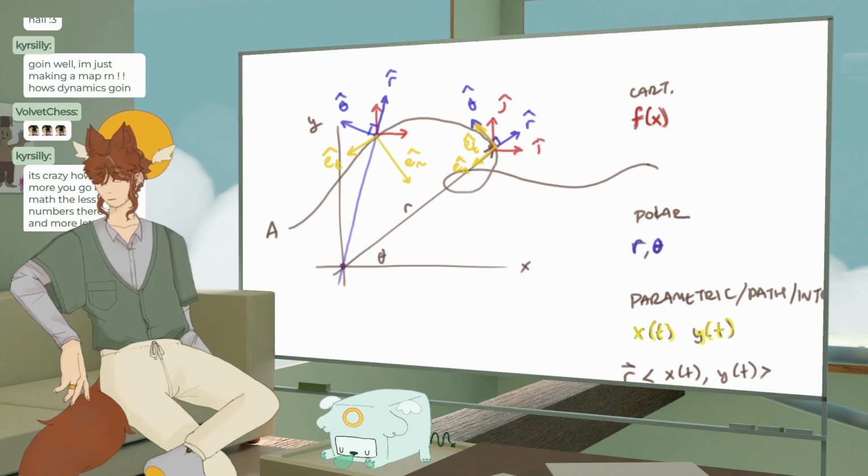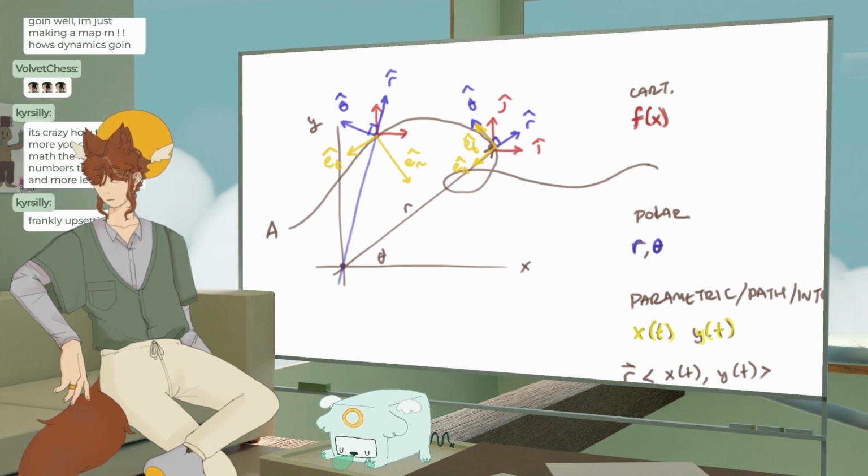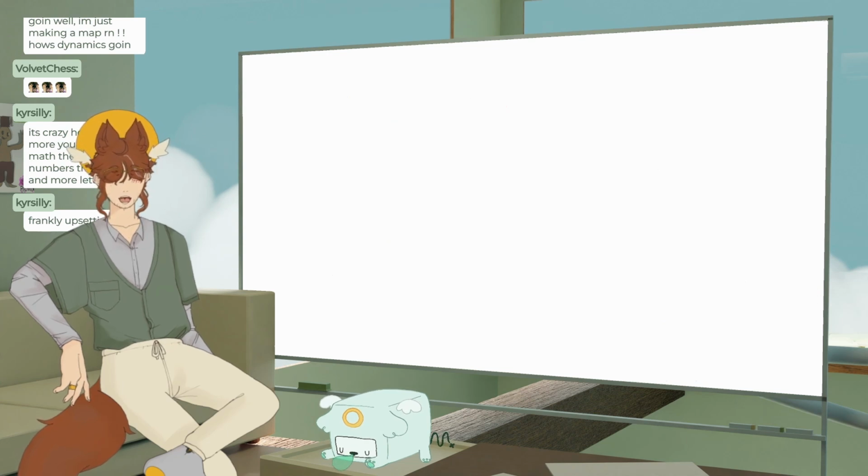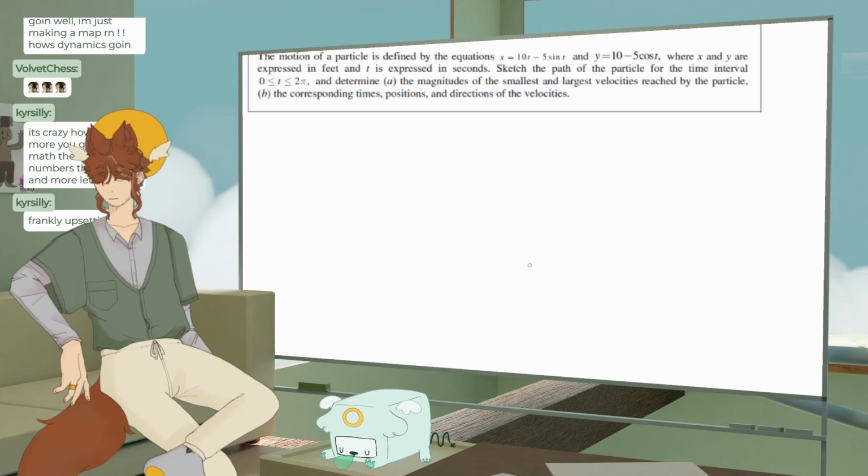it's crazy how the more you go into math, the less numbers there are and more letters, frankly upsetting. It's crazy how when you study it more, you're like, thank God there's more letters and less numbers, because the most mistakes anyone ever makes in math is when they start putting numbers into things. The amount of mistakes you make on letters is very low compared to the amount of mistakes you make on numbers. At least for me, and I think for most people as well. It's okay. It's just like a different language.